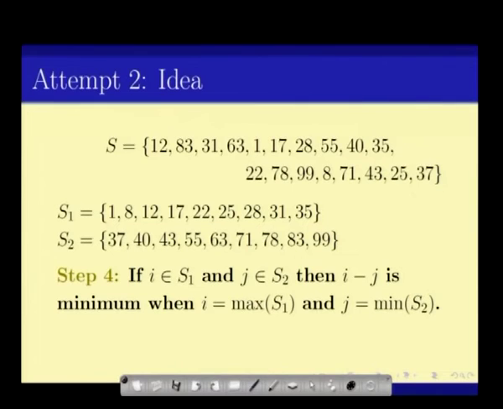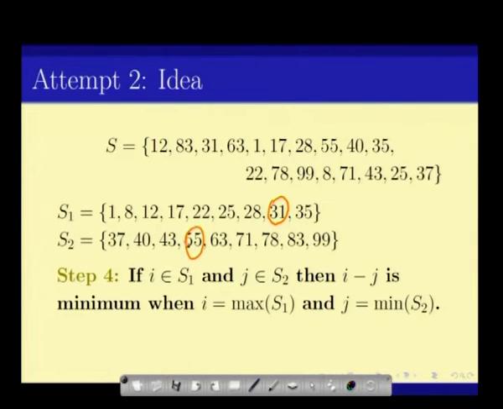Note that if i is in S1 and j is in S2, then the distance is minimum when i is the maximum in the set S1 and j is the minimum in the set S2. This is because S was a sorted list, S1 contained the smallest half of the elements in S, and S2 contained the largest half. So, if i was this and j was this, that could not have happened, because the next element is clearly bigger than this element, so 55 minus 35 must be smaller than 55 minus 31. Similarly, 37 is less than 55. So it is a clear observation that the minimum can happen only when I take the maximum in S1 and the minimum in S2.